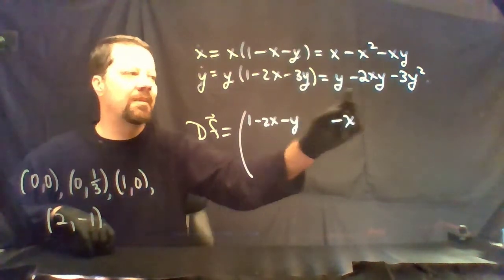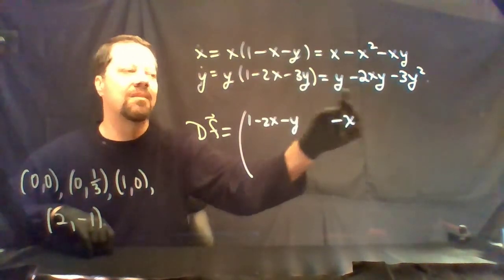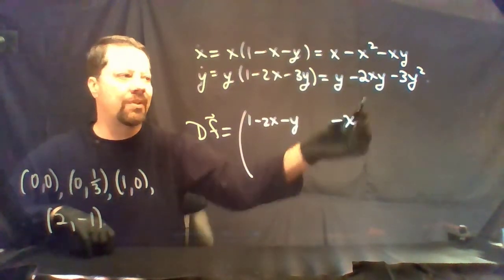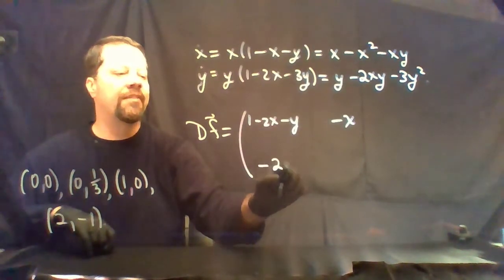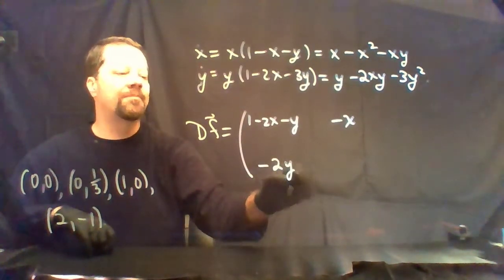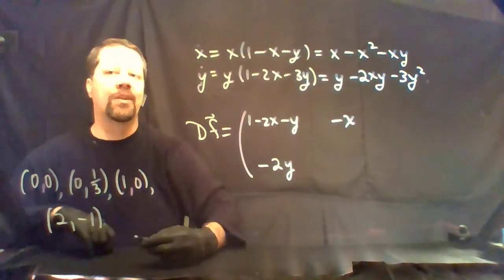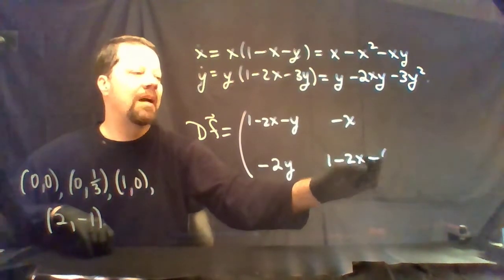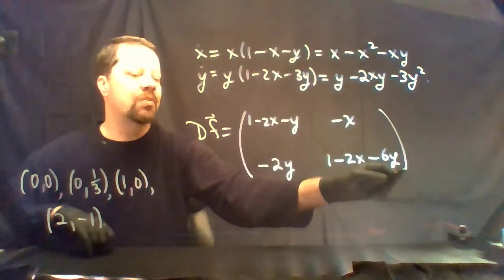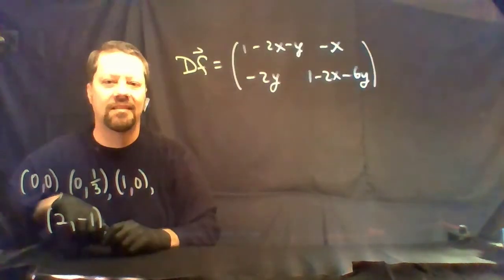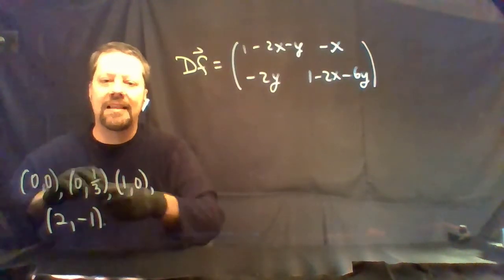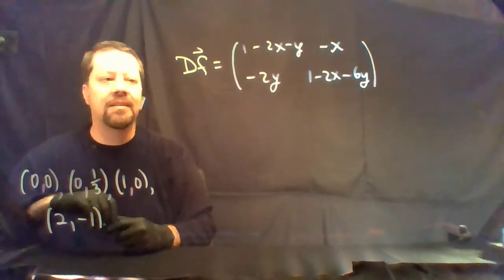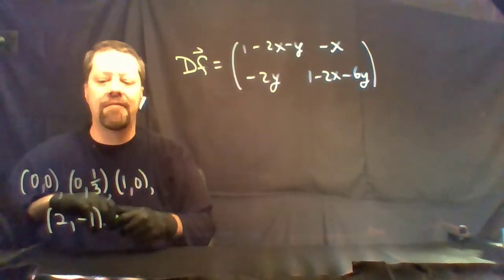Let's do that on the next term. Taking the derivative with respect to x, holding y constant, the first and the last terms will have derivatives equal to 0. The middle term will have derivative negative 2y. Now we take the derivative with respect to y. That gives 1 minus 2x minus 6y. We can now classify these equilibrium points by looking at the eigenvalues of the matrix of partial derivatives evaluated at the equilibria.